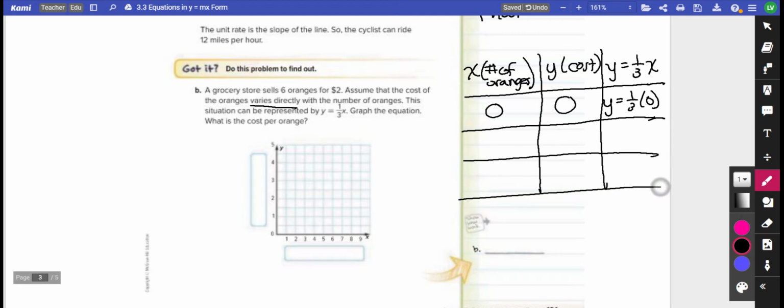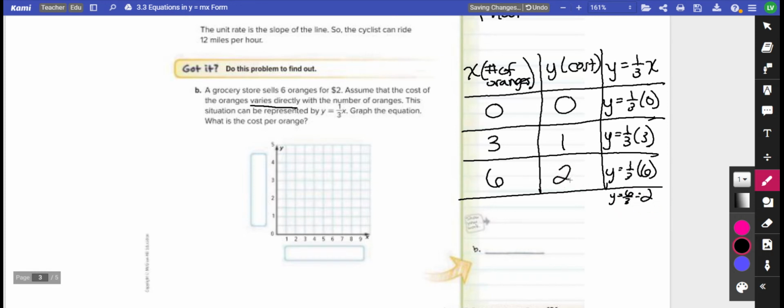I'm going to find 2 more values. I'm actually going to use values that are factors of 3, meaning 0, 3, 6, 9, and so forth, because I have a fraction with a denominator of 3. If I multiply by a factor of 3, that gets rid of the denominator. So y equals 1/3 times 3. Well, 1/3 of 3 is 1. Then y equals 1/3 times 6. Well, that becomes y equals 6 divided by 3, which equals 2.